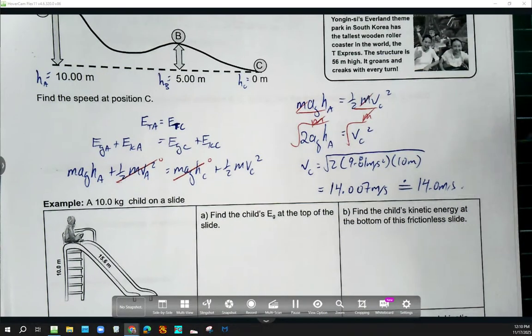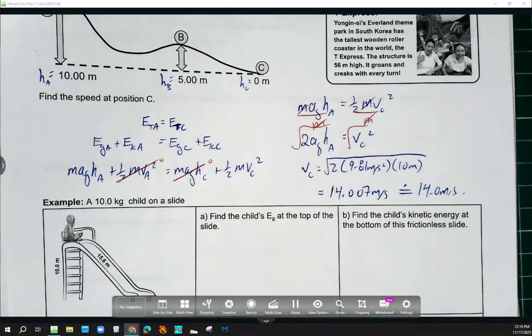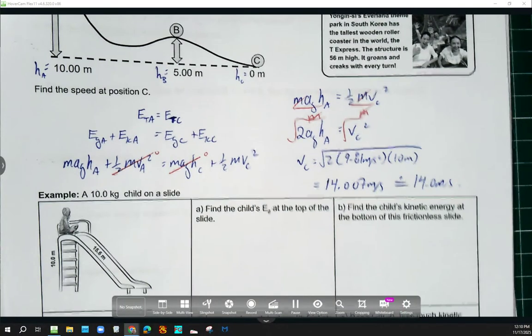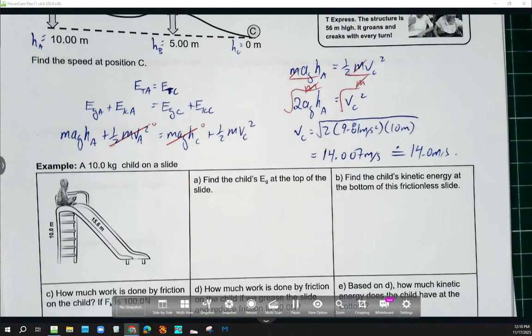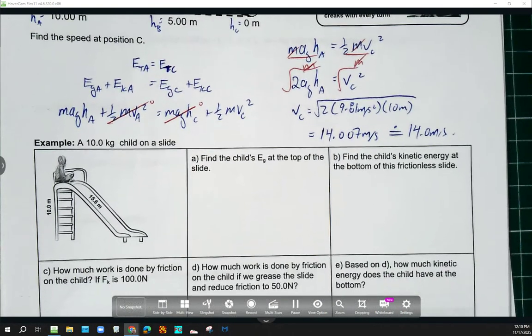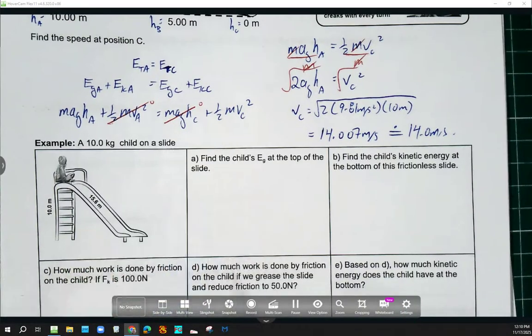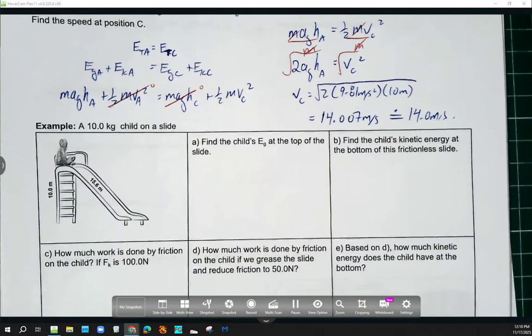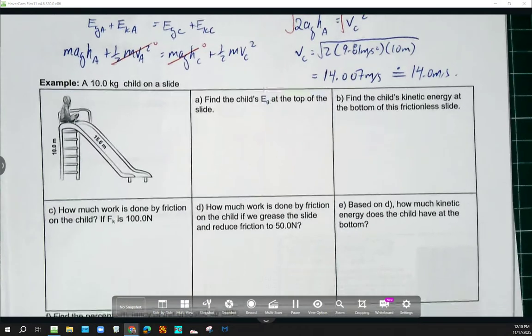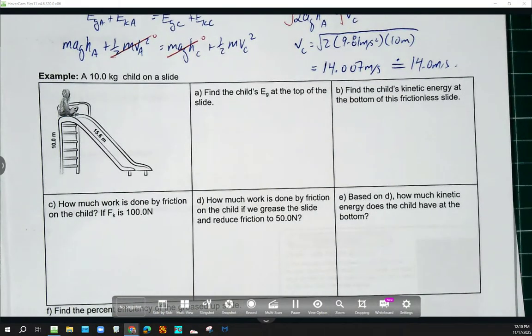Now that's for a 100% efficient roller coaster. Just as a warm-up, that's what we're going to do. I want to take it down to something even simpler. A slide. Now this is a fancy slide because it's a 10-meter tall slide, like 30 feet up in the air if you're a foot person. So it's like a carnival slide, but a nice big slide.